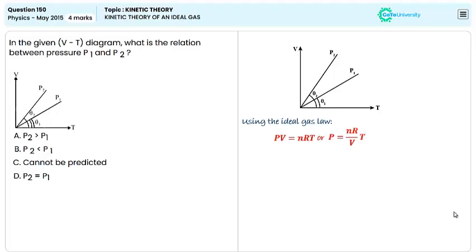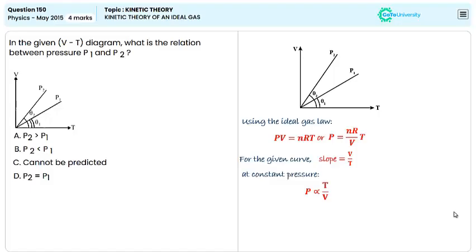And we know the slope is given by V by T. For a given gas, nR is constant. Hence at constant pressure, we note P is inversely proportional to the slope.